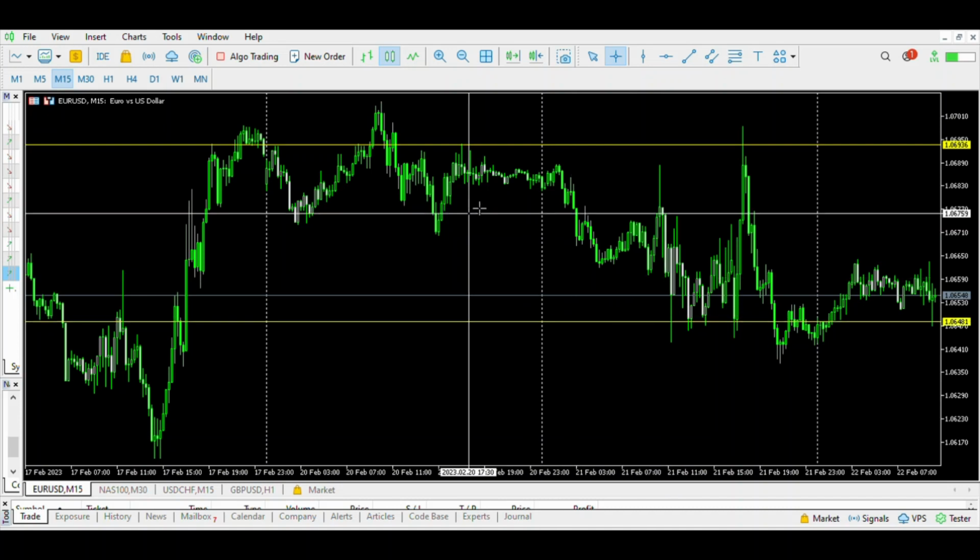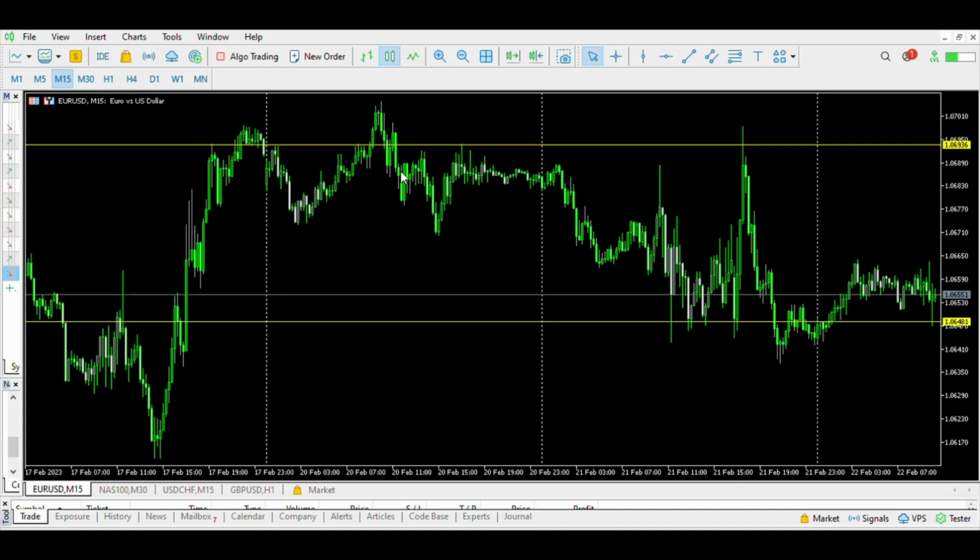However, I did not hold it all the way through, and the reason is because I was focused on managing this trade. Okay, so if you want to avoid losing trades at all, you need to learn how to manage it. So I'm going to show you how I manage this trade.